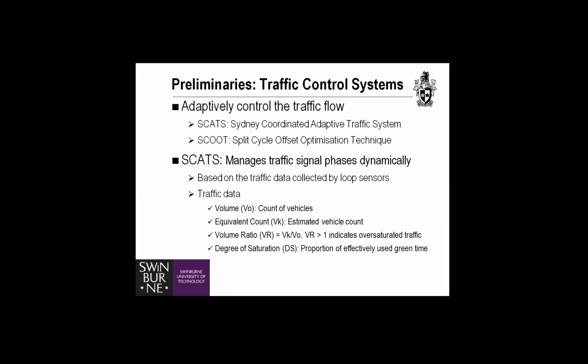Specifically, the data that we consider are the volume data, which is the count of vehicles on each road segment at each point of time. The second measure is equivalent count, which is the estimated vehicle count. It is computed from some other measures, and is not the exact count of vehicles. And then the volume ratio gives the ratio of estimated count to the actual volume. Whenever this volume ratio goes above 1, it indicates oversaturated traffic, based on previous studies and also our experimental study.